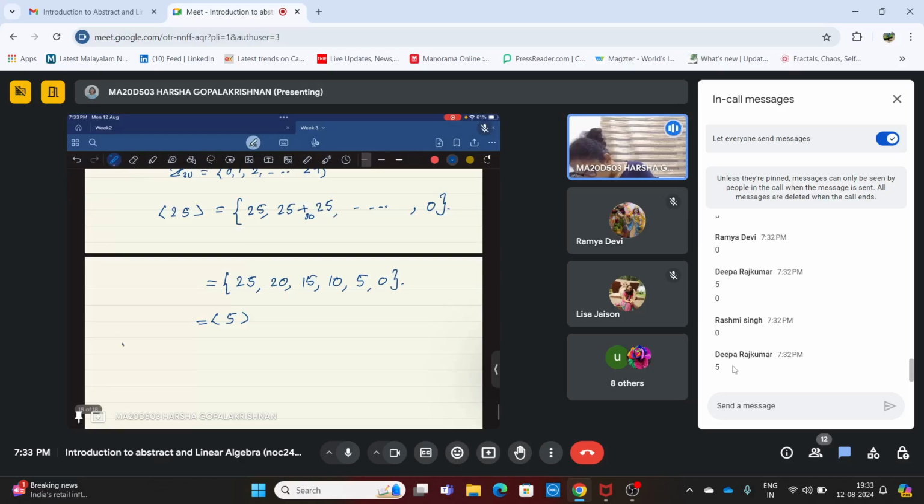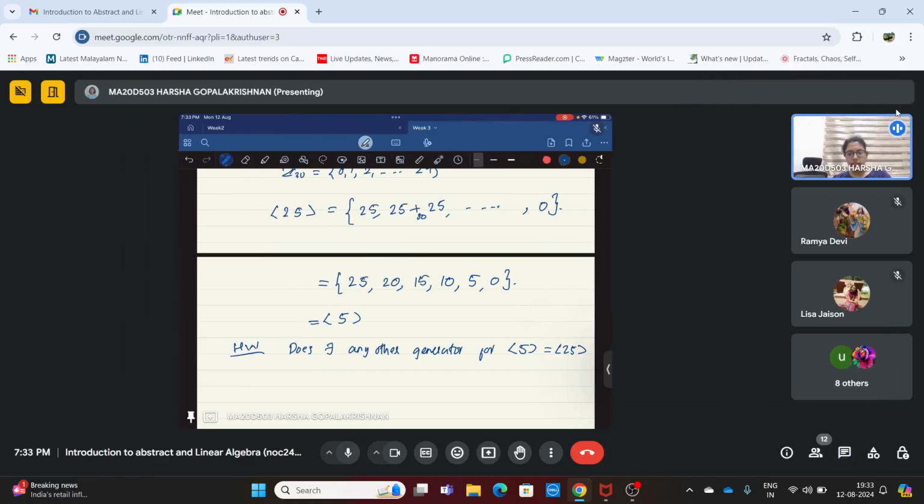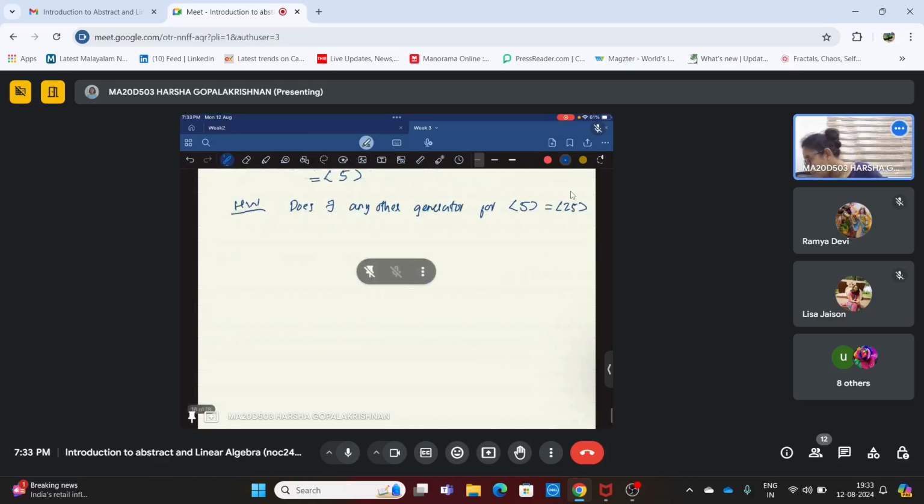Now next you can just try it as homework. Does there exist any other generator for this group, other than 5 or 25? You can verify that by considering all elements, whether any of them generates or not. You can do that as an exercise later.